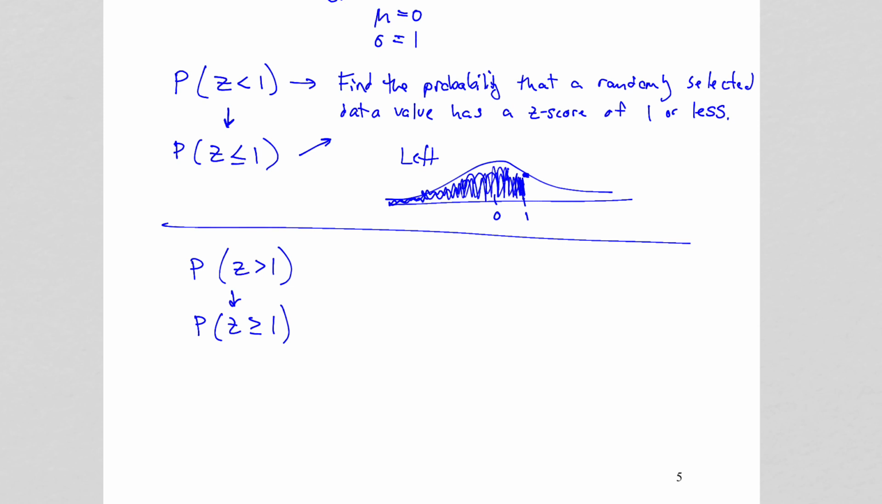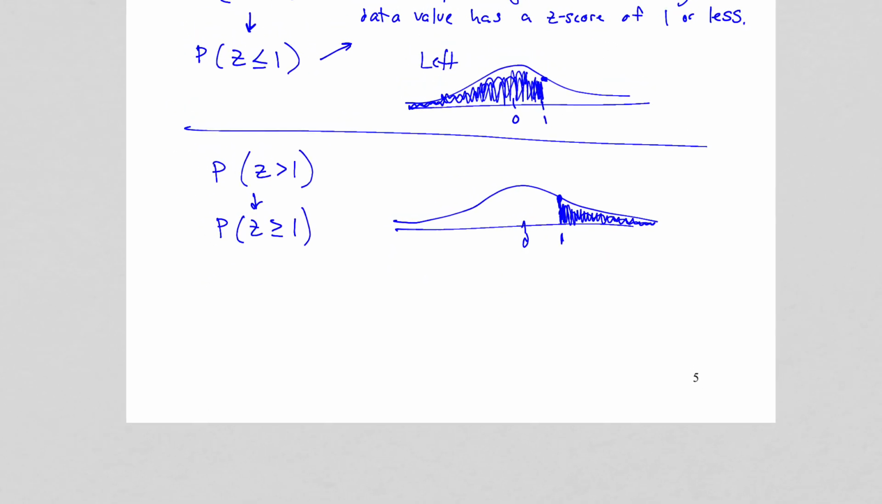So this time, here's your curve, mean of 0. Here's our inflection point. Our z-score is 1. And this time, we're just looking for the area going to the right.